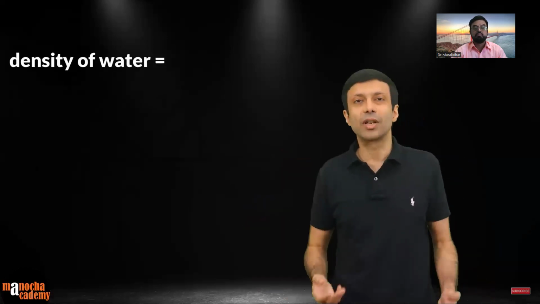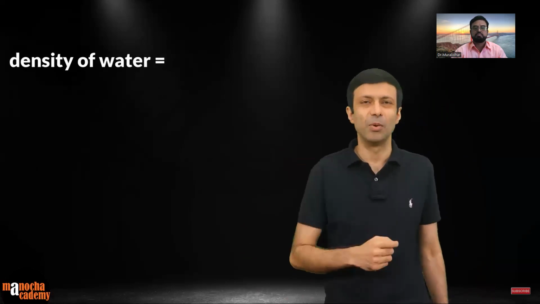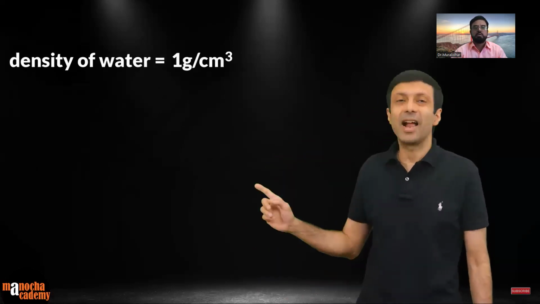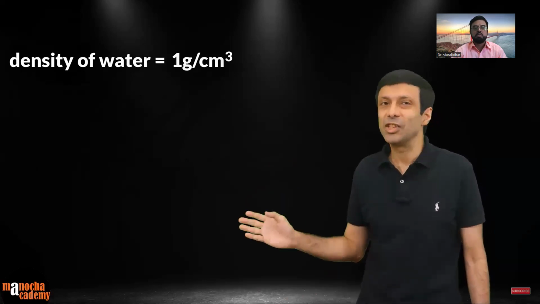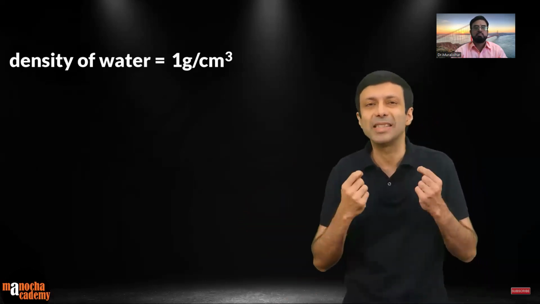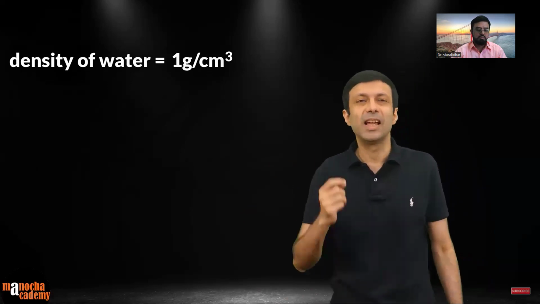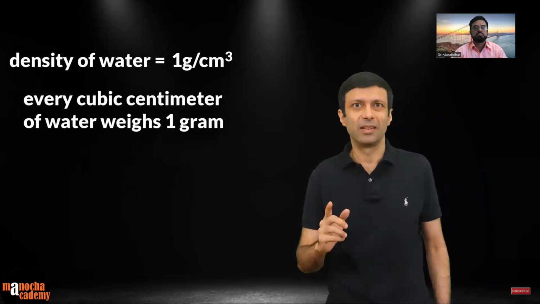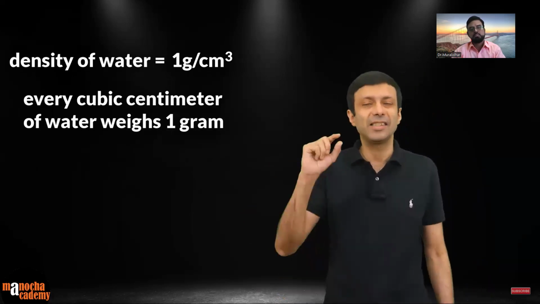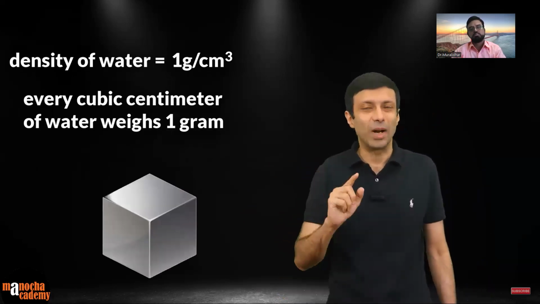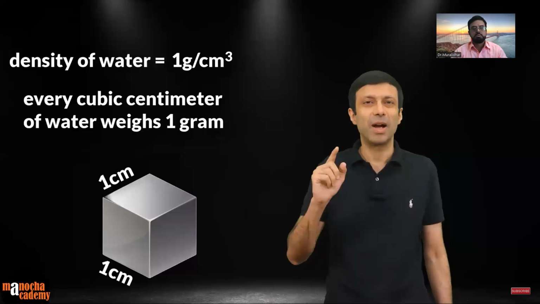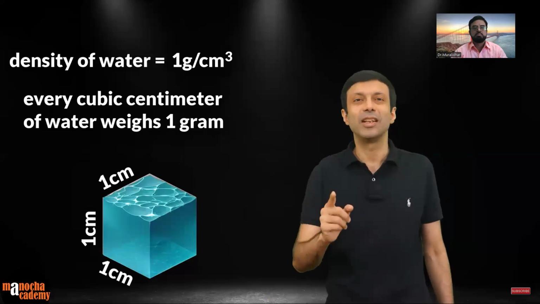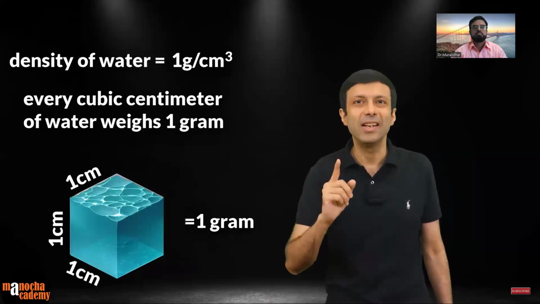The density of water in CGS unit is a very simple value. Do you know what it is? It is 1 gram per centimeter cube. The density of water is 1 gram per centimeter cube. This means every centimeter cube of water weighs 1 gram. You can visualize this by taking a tiny cube of size 1 centimeter by 1 centimeter by 1 centimeter. And if you fill it with water, the mass of the water in that is going to be 1 gram.